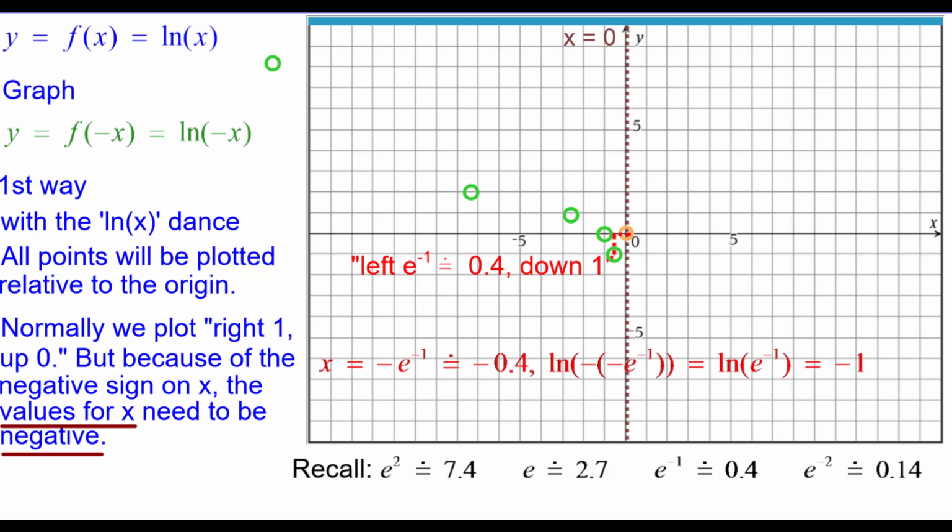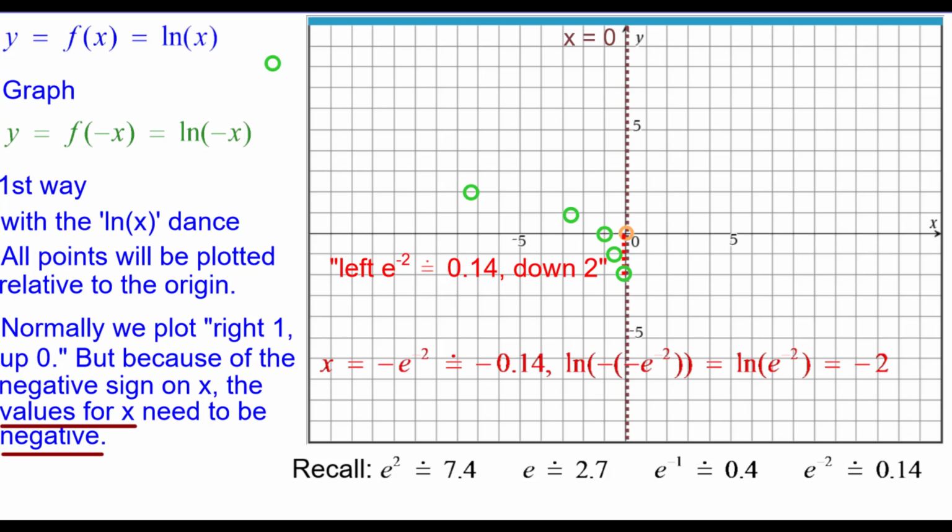Left e to the -1, which is about 0.4, and down 1. When x is negative e to the -1, the natural log of the opposite of that negative e to the -1 is the natural log of e to the -1, which is -1. All those negative signs, sorry about that. And finally, left e to the -2, which is about 0.14, and down 2. The natural log of the opposite of negative e to the -2 is the natural log of positive e to the -2, which is -2. Again, a lot of negative signs floating around there.